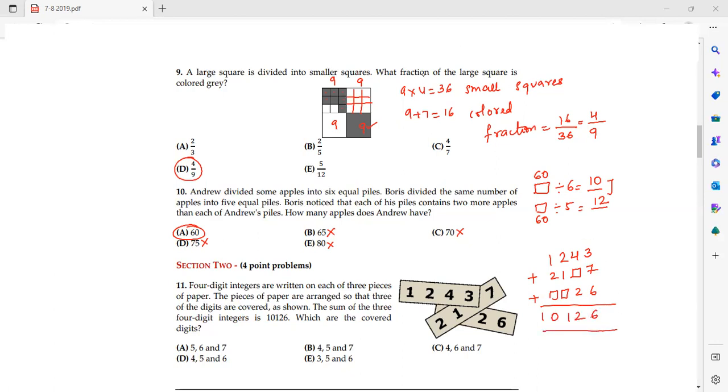Now, if we look at this, 3 plus 7 is 10 plus 6, 16. So you have a carryover of 1. So 1 plus 4, 5. 5 plus 2 is 7. So this number will be a 5 because 5 plus 2 is 12. You have one carryover. 3 plus 1, 4. So 4 plus 7 is 11, and you have one carryover. So 2 plus 2 is 6, and you need a 10. So this has to be 6. So the covered digits have to be 6, 7, and 5. So that will be option A, which is 5, 6, and 7.